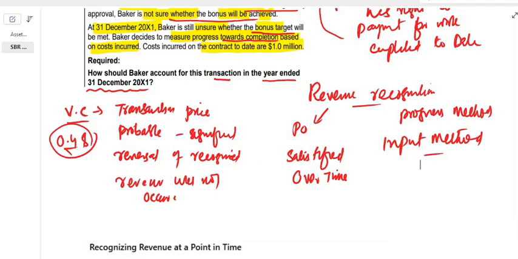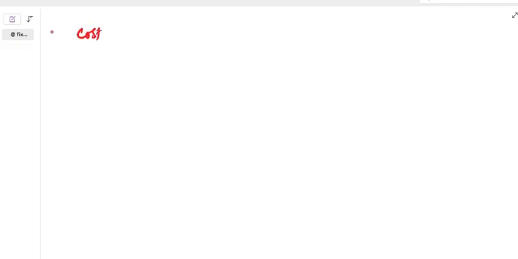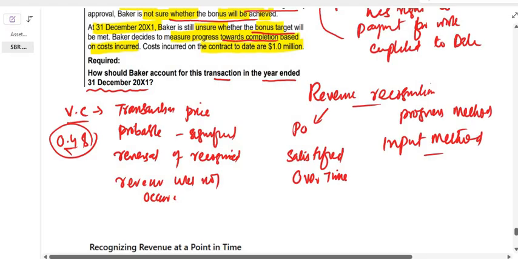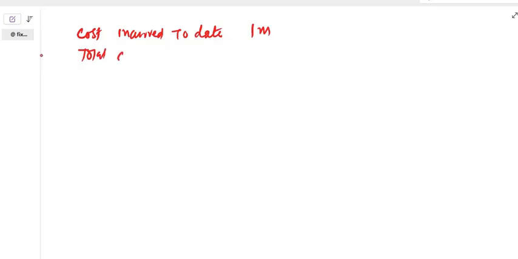Now let's calculate. Cost incurred to date was how much? This is 1 million. And the total estimated cost was 1.5 million. Clear?